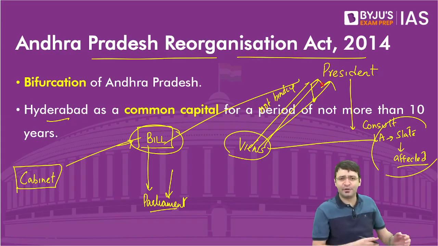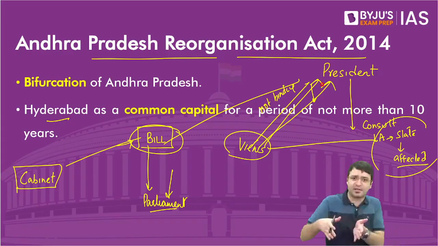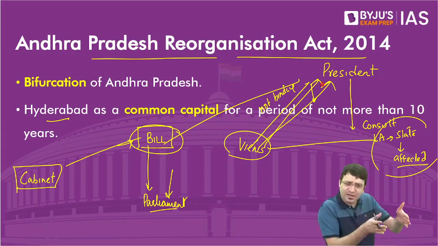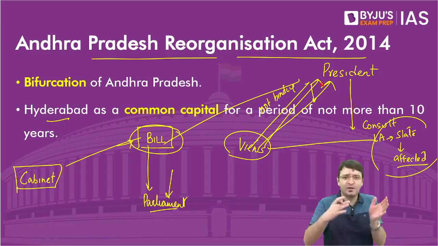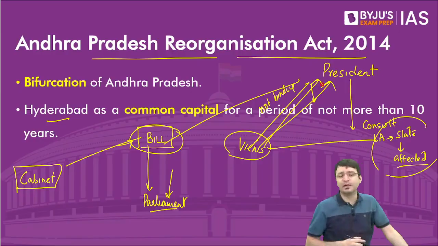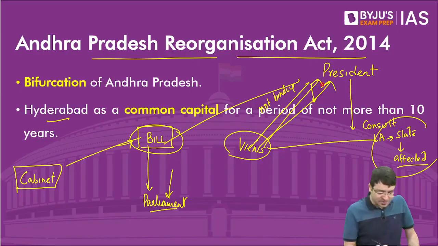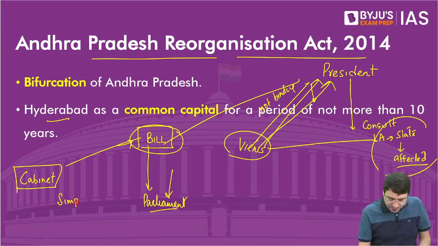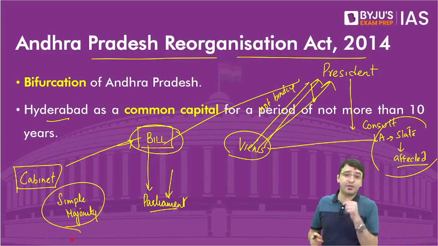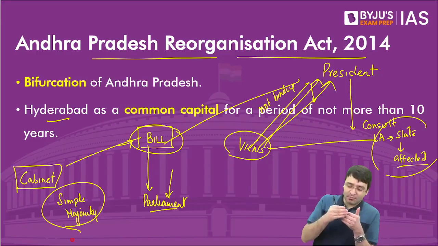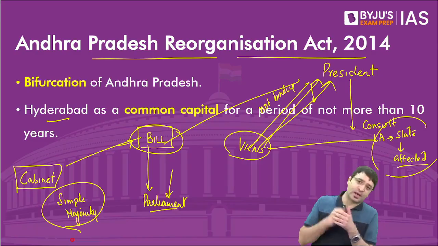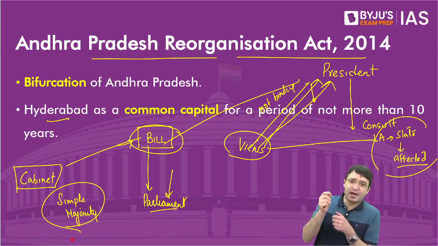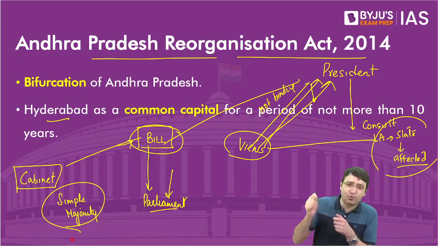This bill can be introduced in either Lok Sabha or Rajya Sabha. That means first in Lok Sabha, then in Rajya Sabha, or first in Rajya Sabha, then in Lok Sabha. And in both the houses, this bill requires simple majority. What is simple majority, which we discussed yesterday? Majority of members present and voting, which means more than half of the members present and voting.